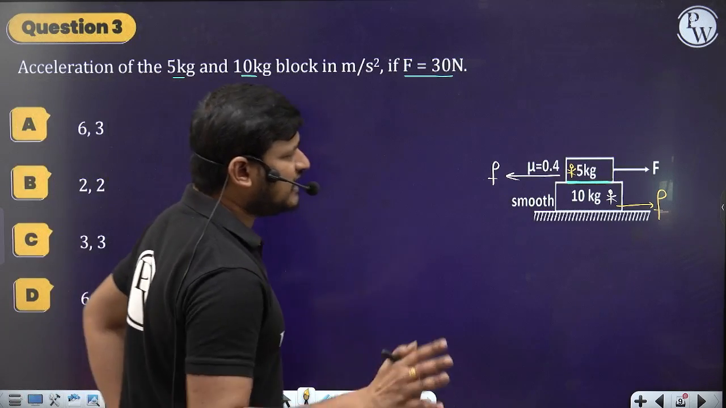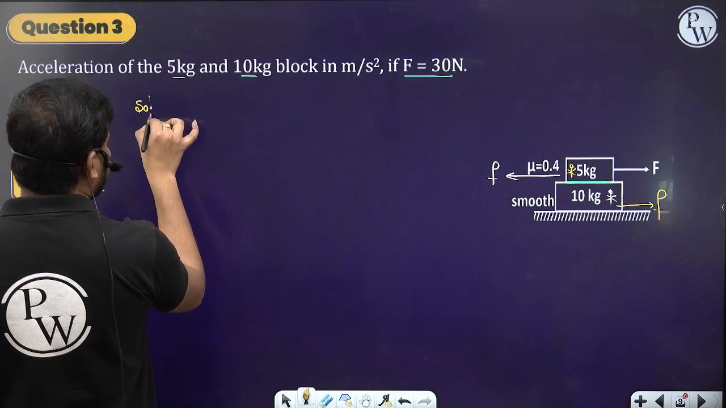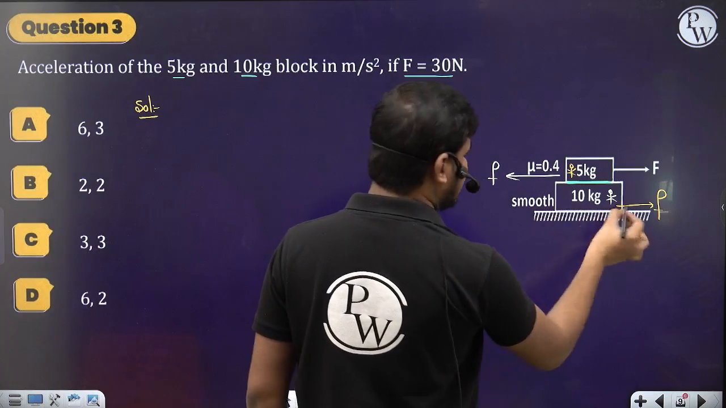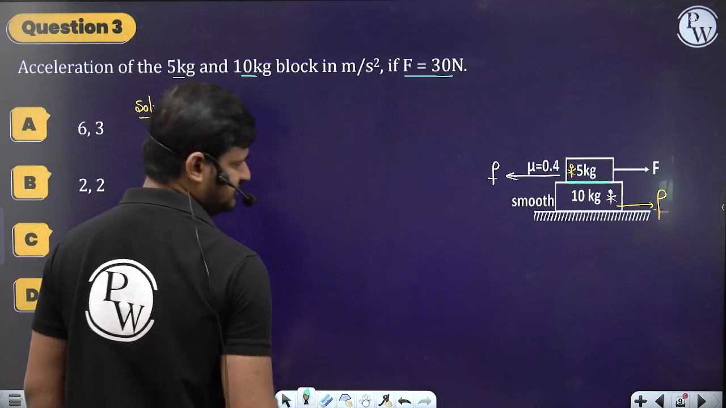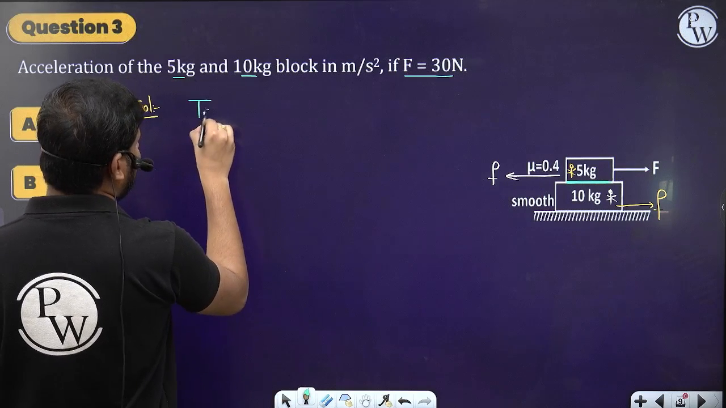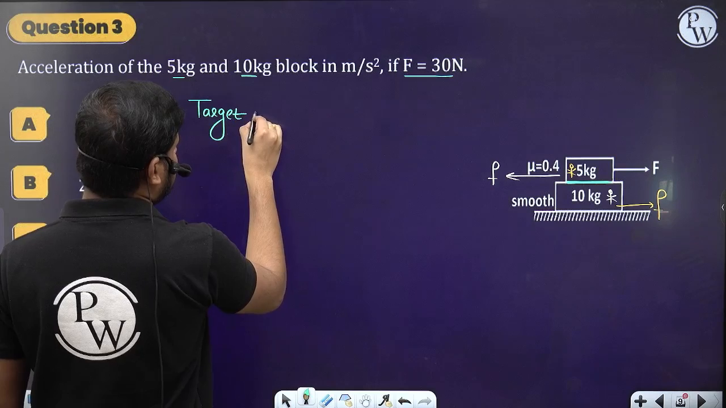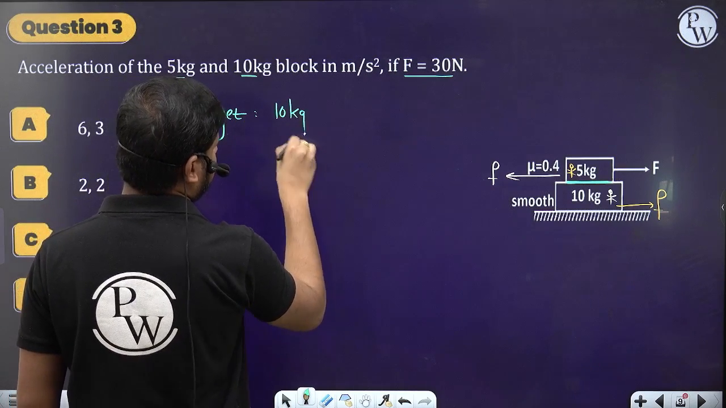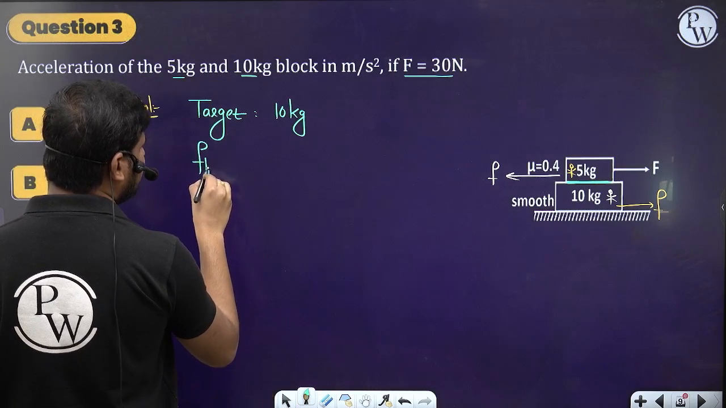Now, identify the target block. The first thing is, the target block I can see directly is the one on which only the friction is acting, the 10 kg block. Yes or no? On the 5 kg block, there is an external force as well. So the target block is the 10 kg. Done.